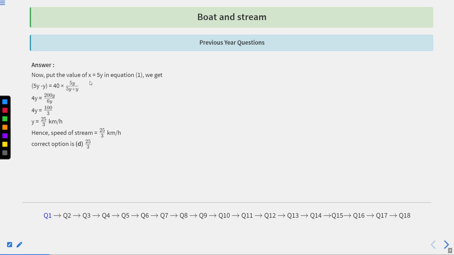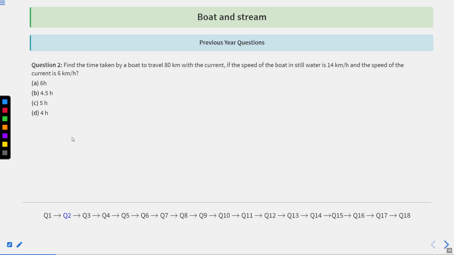Now put the value of x equal to 5y in equation 1 and we get 5y minus y equal to 40 into 5y upon 5y plus y, which is 4y equal to 200y upon 6y. So 4y equal to 100 upon 3, which gives y equal to 25 upon 3 kilometer per hour. So the speed of stream is 25 upon 3 kilometer per hour. The correct option here is option D, 25 upon 3 kilometer per hour.